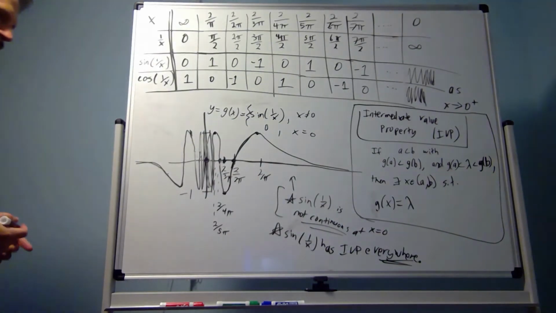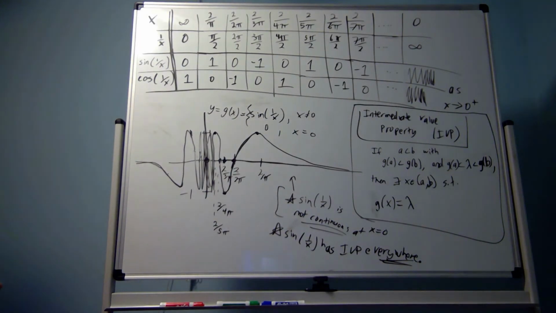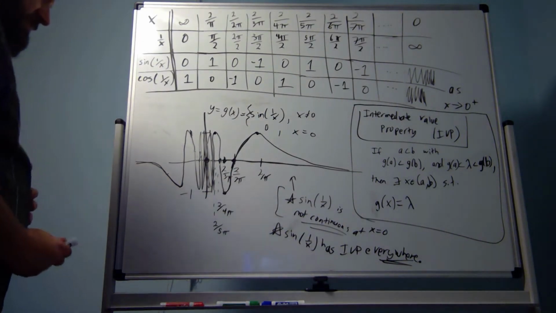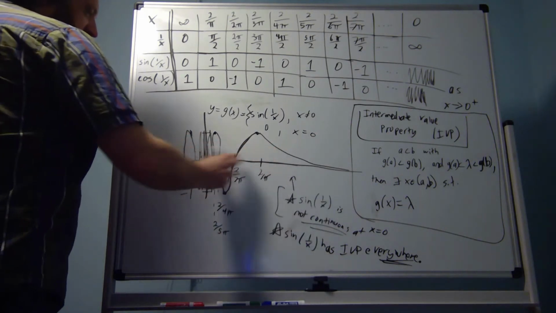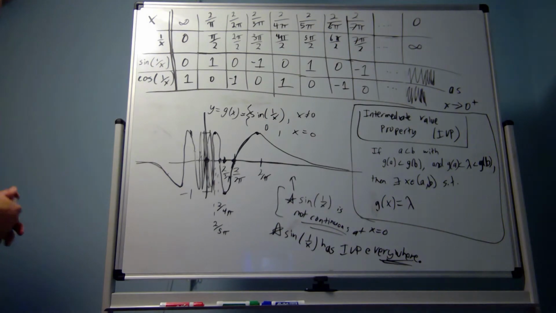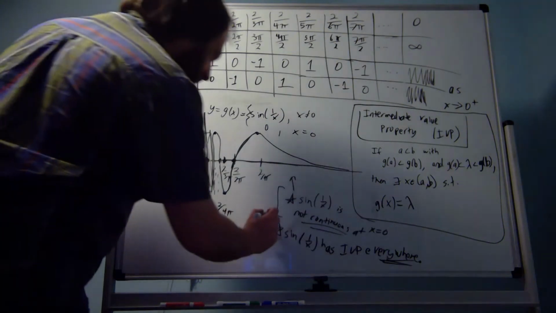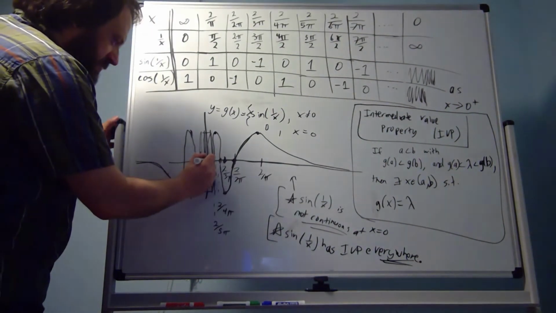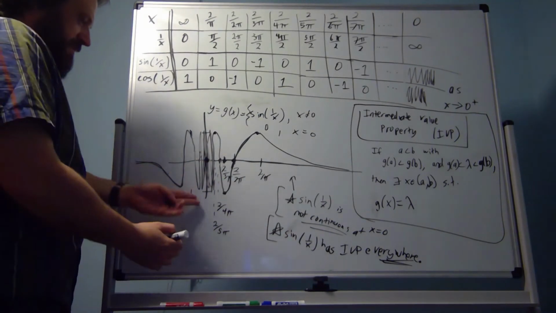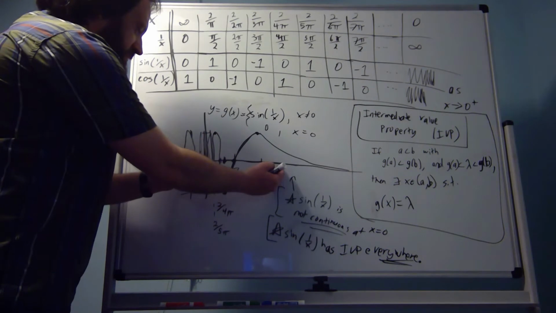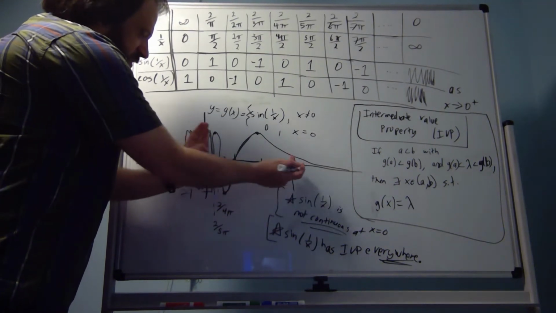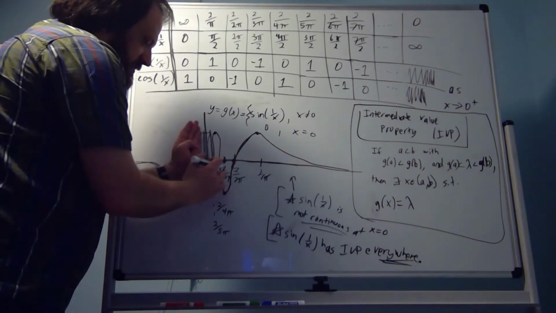So sine of 1 over x is not continuous. Similarly for cosine, it's the same thing, just shifted over to the left or to the right a bit. But it does have the intermediate value property. Why? Well, I claim that if you take anything that doesn't include the singularity, let's just talk about the right half.